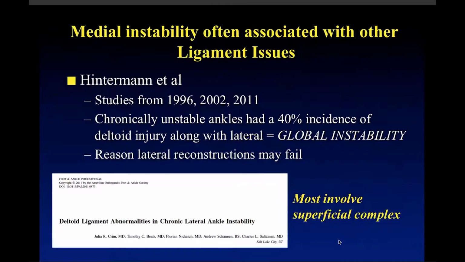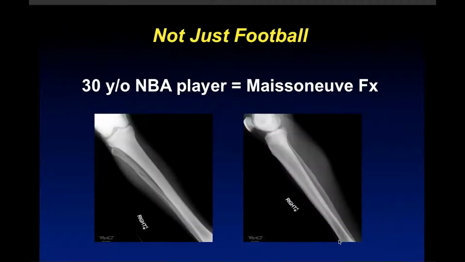So I just think you need to consider the fact that these medial instability patterns oftentimes occur with these external rotation injuries, but other ligament issues as well. Hintermann and also this paper down below out of Utah showed that a lot of our lateral ankle instability patients have a component of global instability or medial ankle instability. And one reason some of our lateral ankle reconstructions may fail is failure to recognize the presence of medial instability as well.